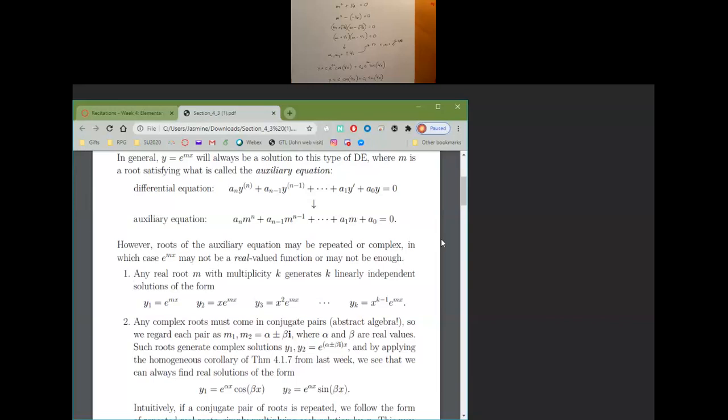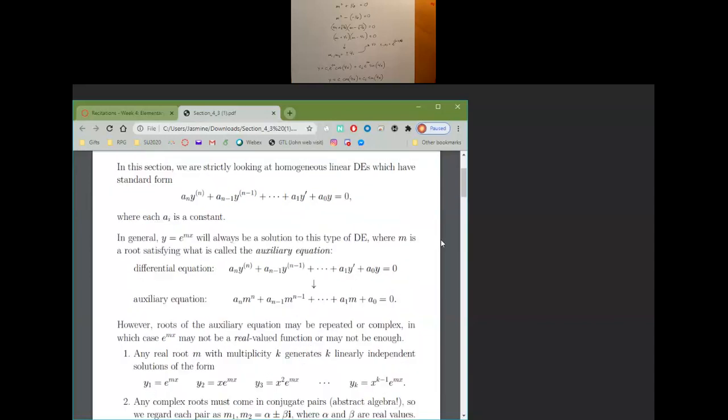Sure. Yeah. But the conclusion of that is that it has been proven that any m satisfying this corresponds to e to the mx that satisfies this. So if we solve this, then the implication is that we have a solution to this. Got it.